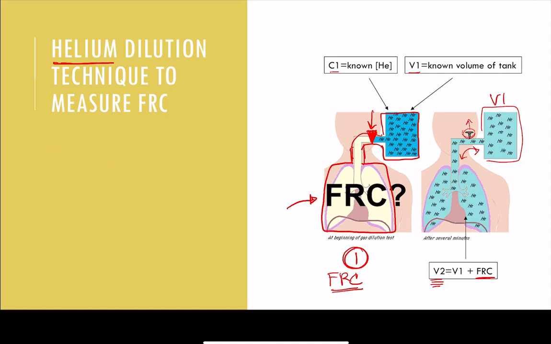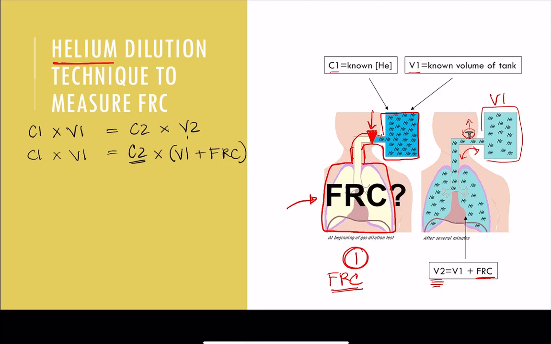So let's write this out again. C1 times V1 equals concentration 2 times volume 2. So we know the concentration that was in the tank to start, and we know the volume that was in the tank to start. The device can measure the new concentration. That's a measurable value. And we could actually change V2, right? We could say this is actually V1 plus FRC.